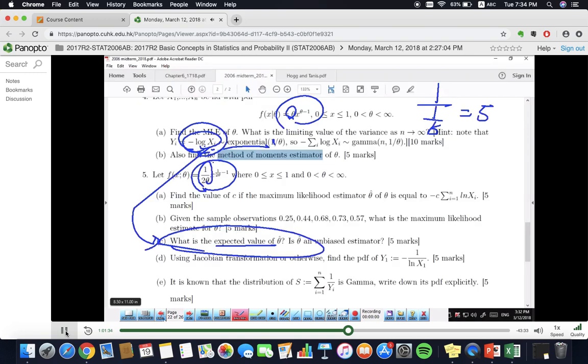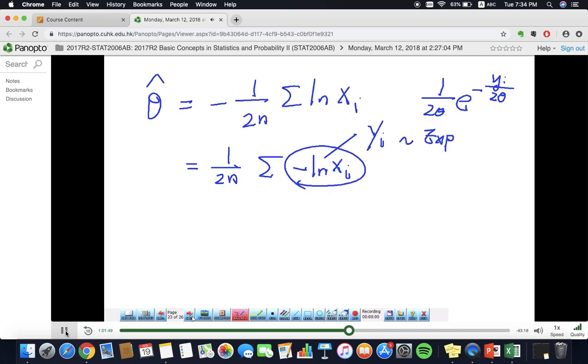Before, it was theta x to the power theta minus 1, and the distribution that came out was theta e to the power minus theta y. So this time it is reversed, 1 over 2 theta. That's why the mean for each of these guys is 2 theta. Now we got the mean of theta hat. It now becomes 1 over 2n, n times 2 theta. So that's why it's theta. So that means it is unbiased.